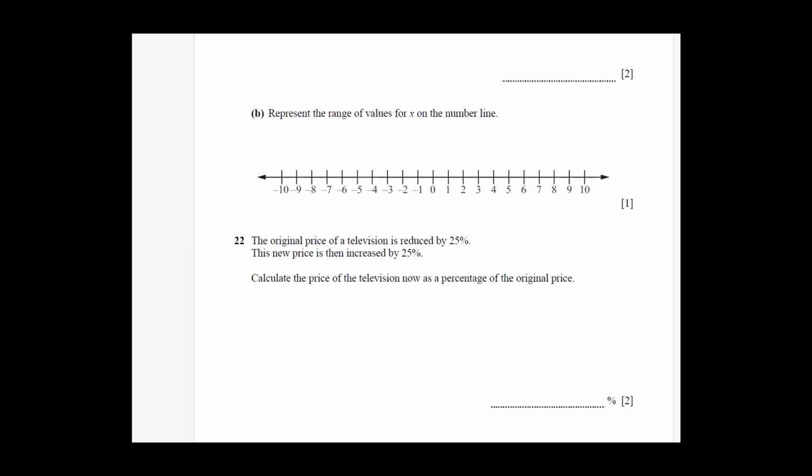Okay, in this video now we are going to start from question number 22. The original price of a television is reduced by 25%. Then this new price is then increased by 25%. Calculate the price of the television now as a percentage of the original price. 93%.